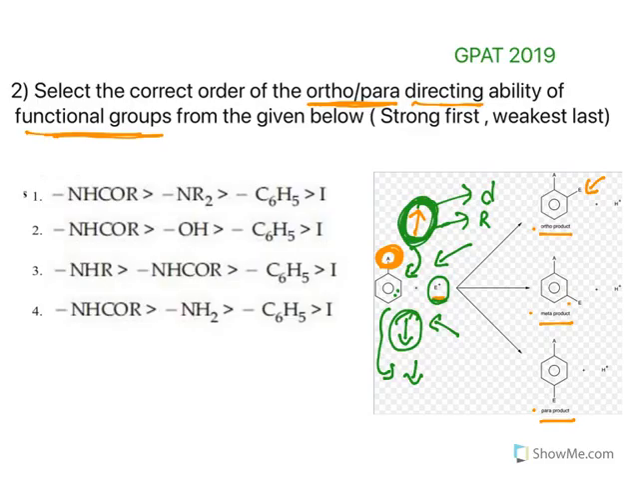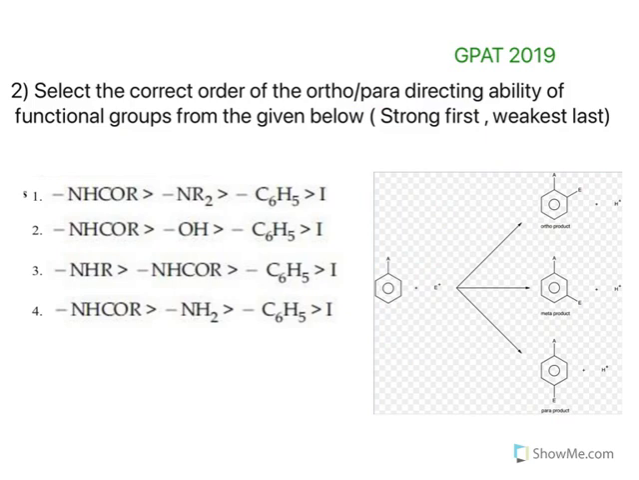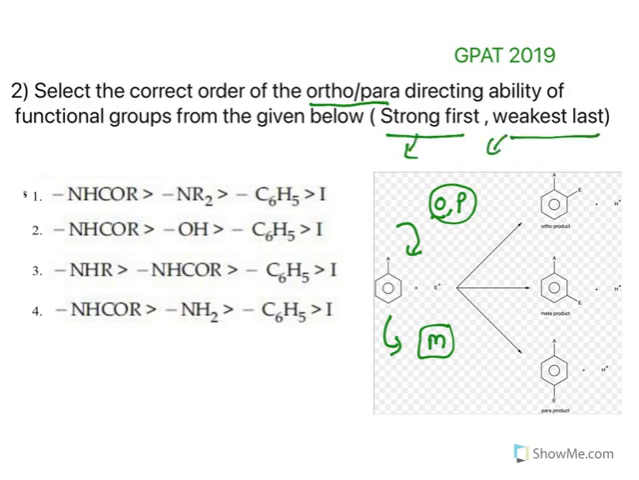This is what is meant by ortho para directing. So if a group releases electrons to the ring, it will direct towards ortho and para. If a group is withdrawing electrons from the ring, it directs towards meta. Now the question is only about ortho para, the groups which release electrons. But you need to arrange them in order, strongest first to weakest last. Now how do strong and weak come? If a group is releasing more electrons, it is a strong directing one. If less electrons are released, it becomes the weakest one.